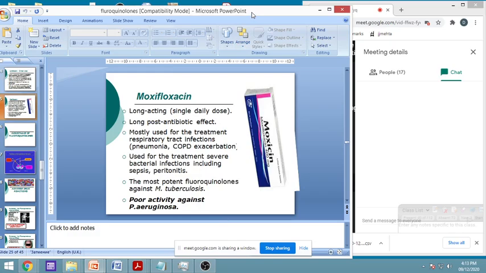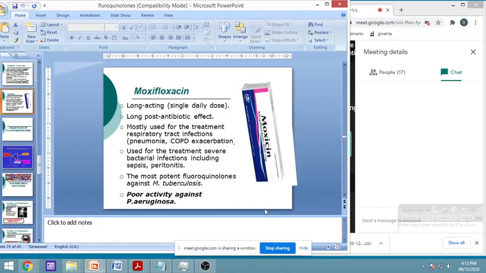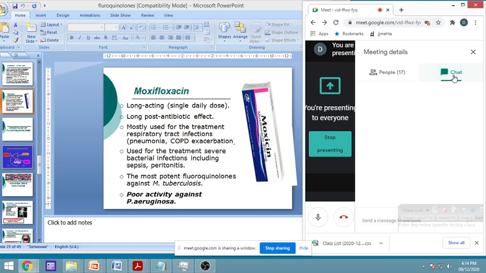Then next is moxifloxacin. It is a long-acting single daily dose. It has a long post antibiotic effect. It is mostly used for the treatment of respiratory tract infections like pneumonia, then COPD exacerbations. It is used for the treatment of severe bacterial infections including sepsis, peritonitis. It is the most potent fluoroquinolone against Mycobacterium tuberculosis. It is poorly active against Pseudomonas aeruginosa.